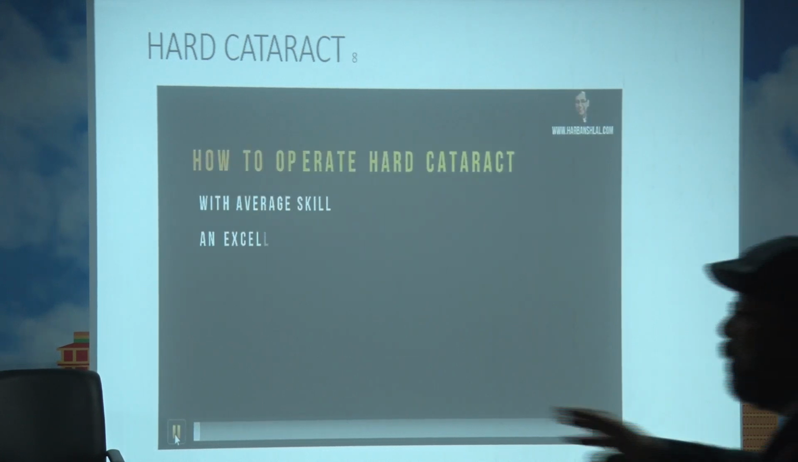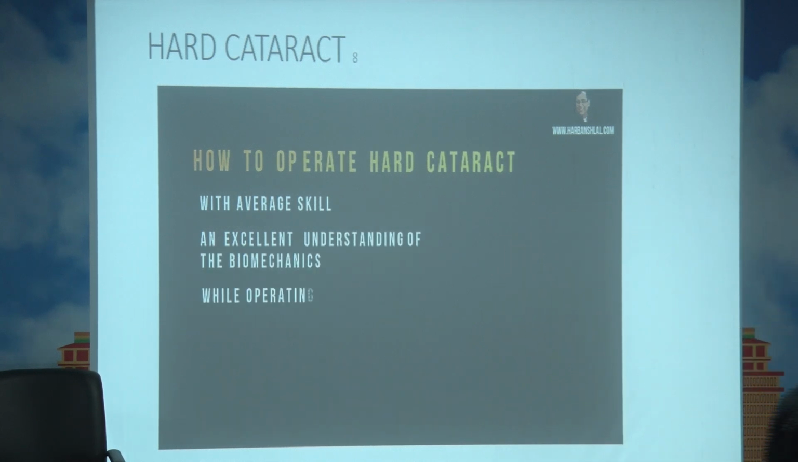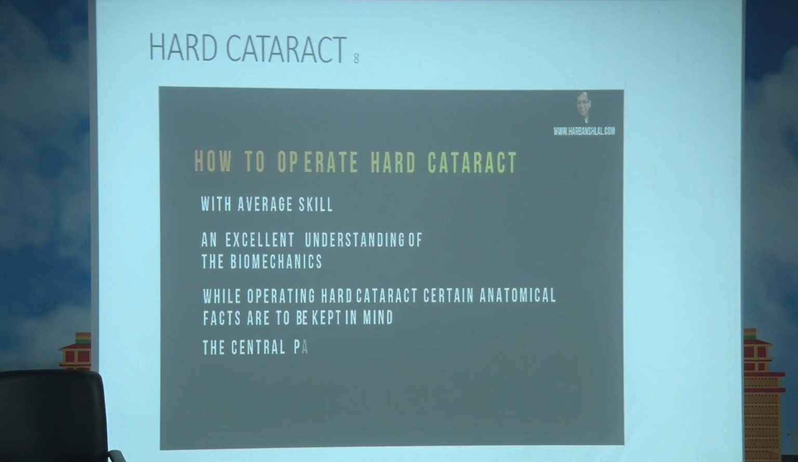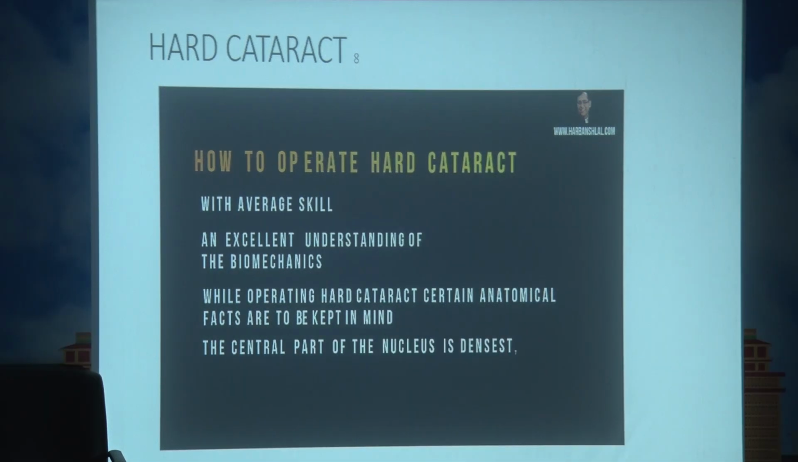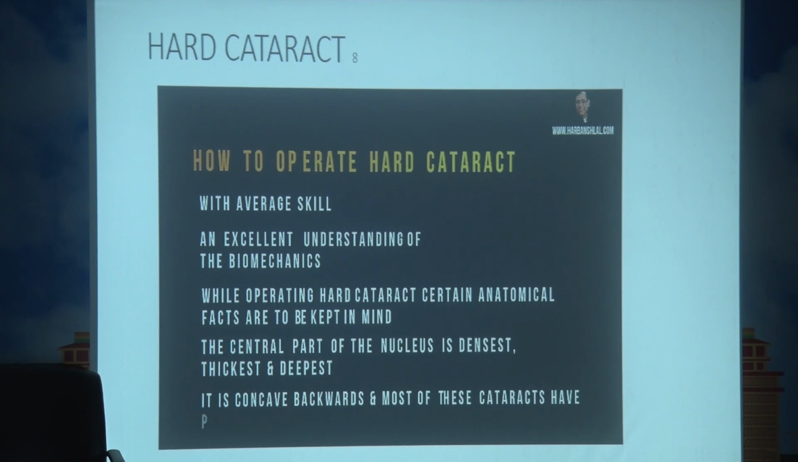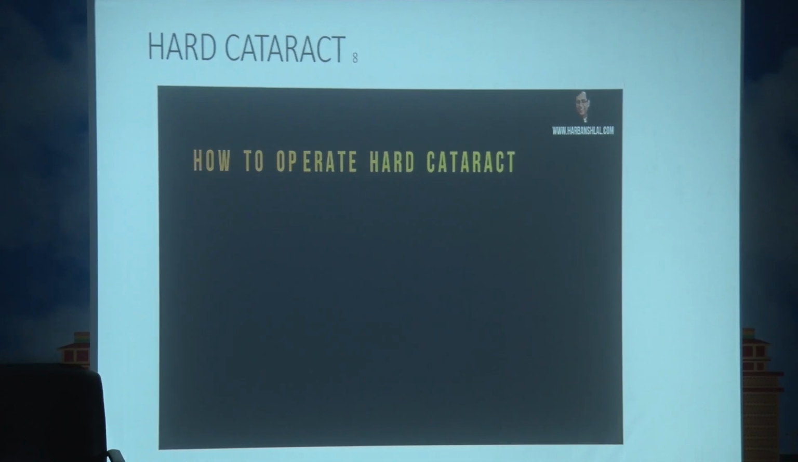So I'm going to talk about the hard cataract, how to operate. You don't have to be an extra talented surgeon, but you need to understand certain basics, and certain anatomical facts are to be kept in mind when you are dealing with the hard cataract. We know that the densest part is in the center and the lens is concave backwards.